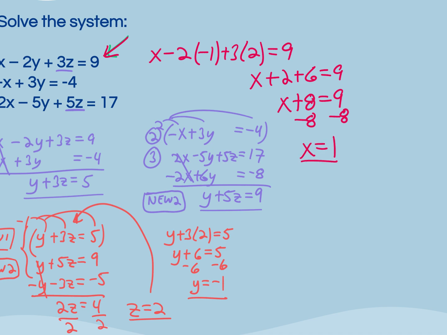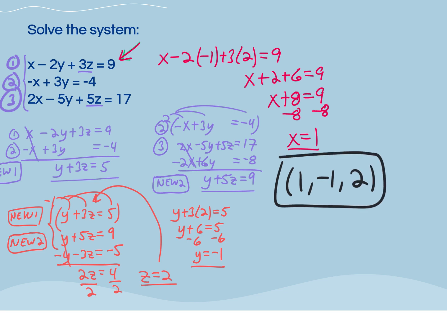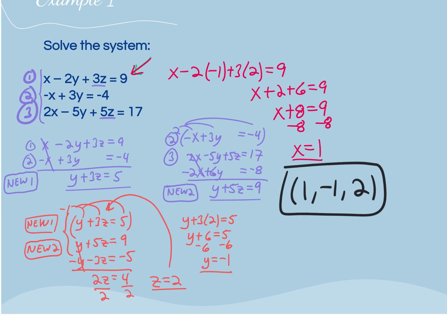All right, are we missing anything else? No, right? So this is going to be 1, comma, negative 1, comma, 2. All right, so we have an ordered triple. So remember, this is always x, y, z. All right, are you okay with that?